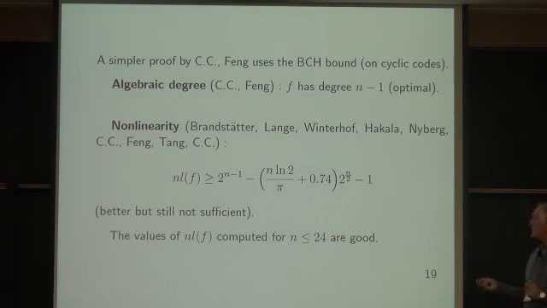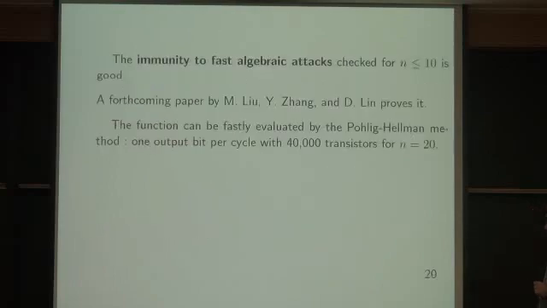And the values computed, I've put 24 but it's 28, are good. And the immunity to fast algebraic attacks is good. So we just check this with a computer. But since then, there has been a nice paper which will appear in AsiaCrypto this year, which is completely devoted to the resistance of our function to the fast algebraic attacks.